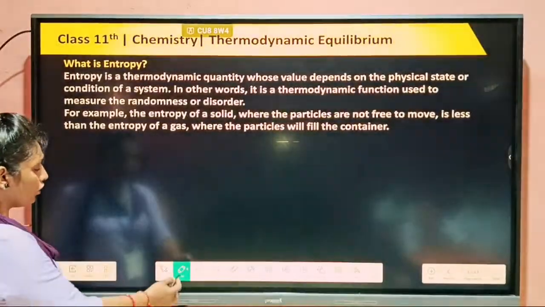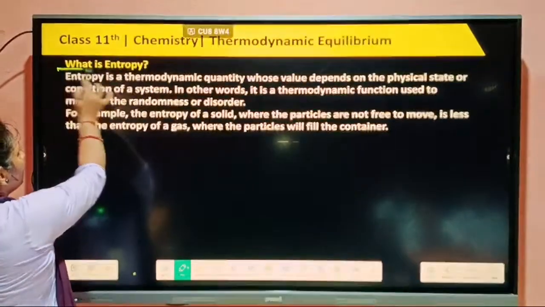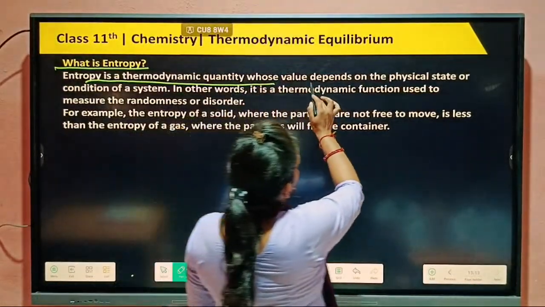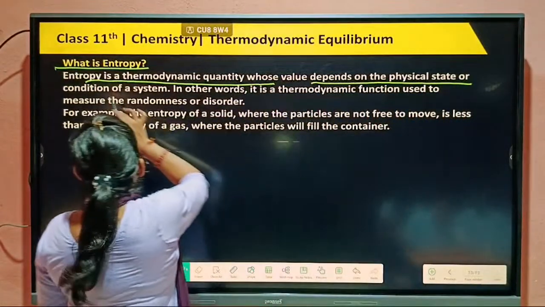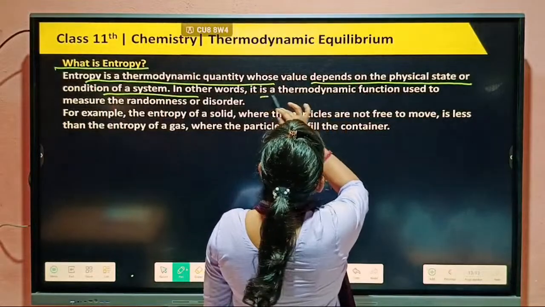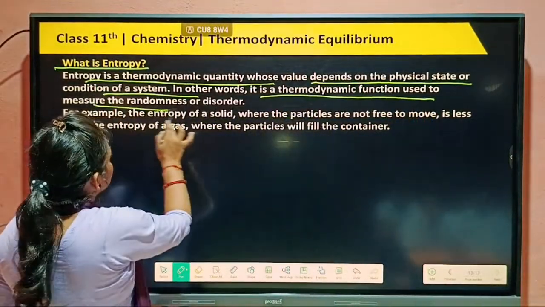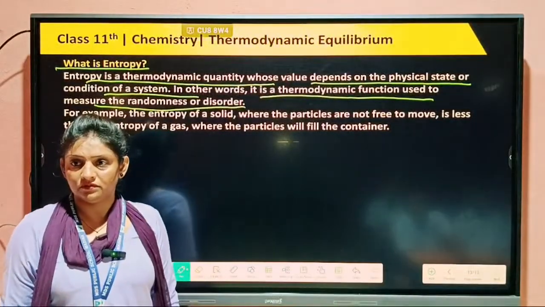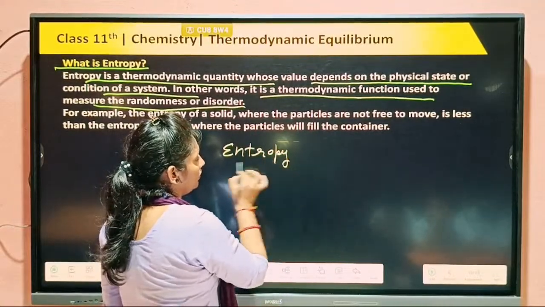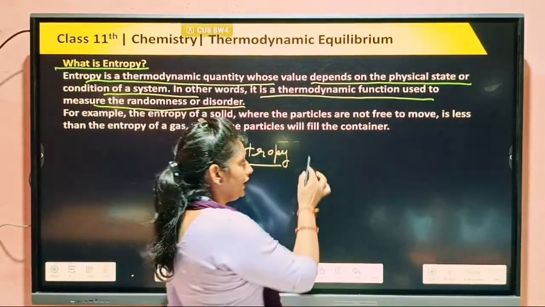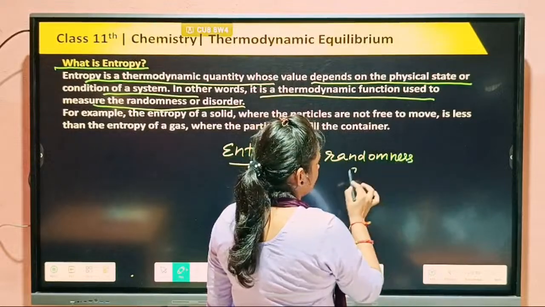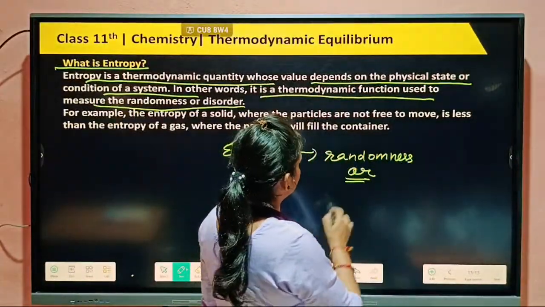Next one is the entropy. Entropy is a thermodynamic quantity whose value depends on the physical state or condition of a system. In other words, we can say that it is a thermodynamic function used to measure randomness or disorder. Entropy is the measurement of randomness or disorder.